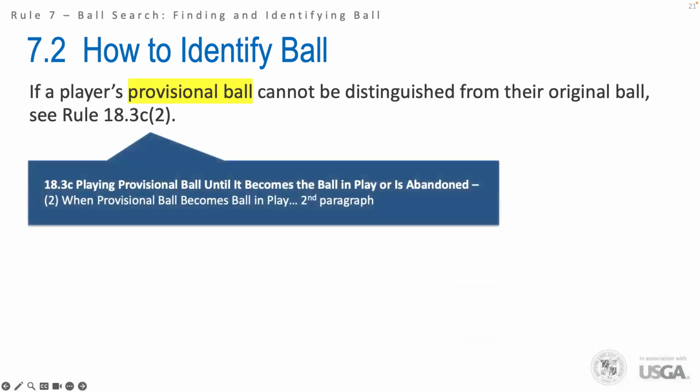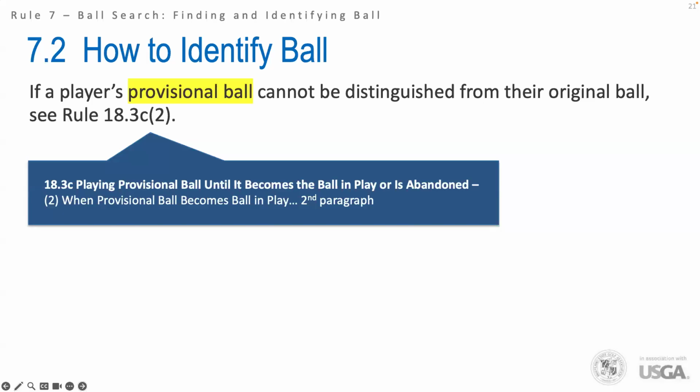So if a player's provisional ball cannot be distinguished from their original ball, we're going to look at Rule 18.3c(2). But in case you don't have your books in front of you, in that rule, we learned that if both balls are found, you will choose which one is to be the provisional ball. That ball then is the ball in play, meaning it becomes the provisional ball. You're like, Lisa, I don't really understand what you just said. So I'm going to give you an example here.